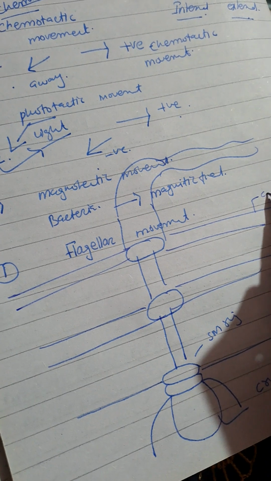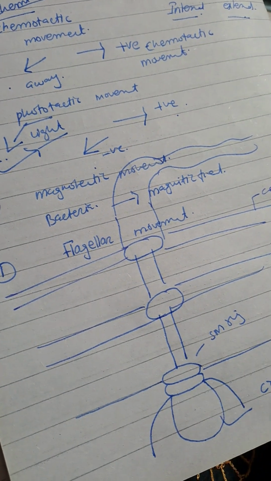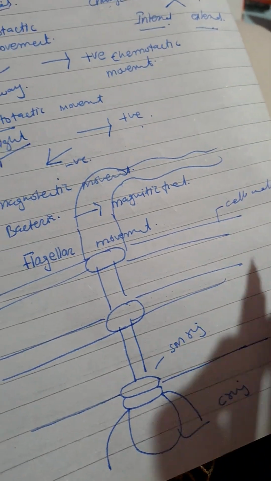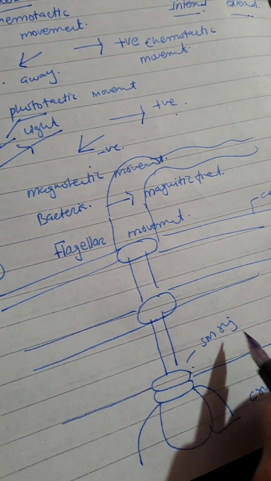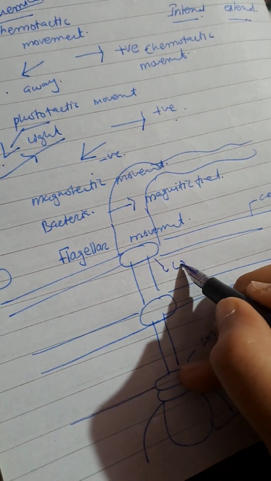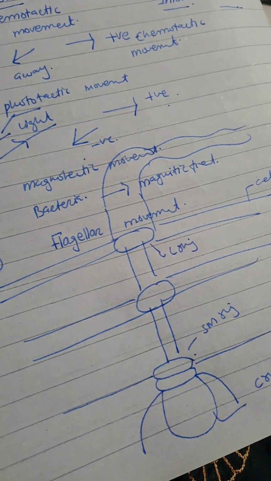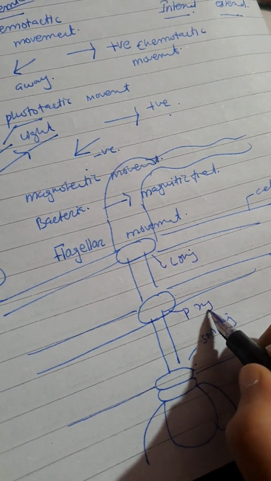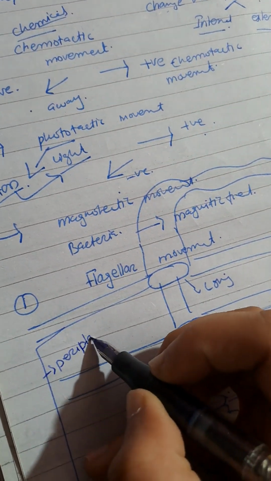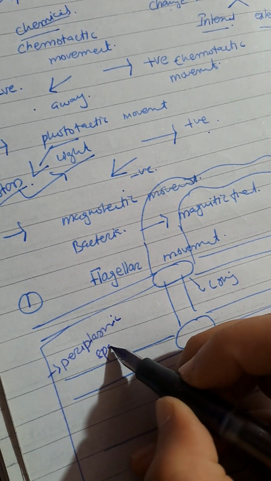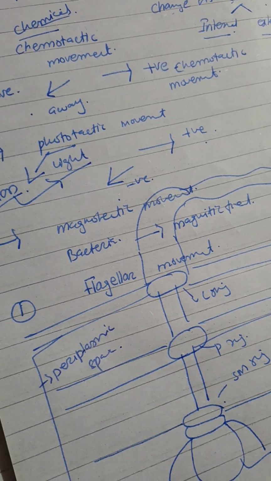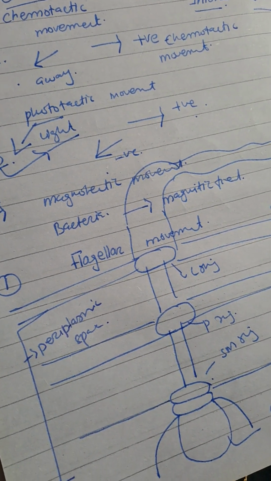This is the cell wall, and this is the cell membrane. This is the SM ring. This is the C ring. This is known as the L ring. L stands for lipoprotein, and this is the P ring. And this is known as the periplasmic space. The space between the cell membrane and the cell wall is known as the periplasmic space.